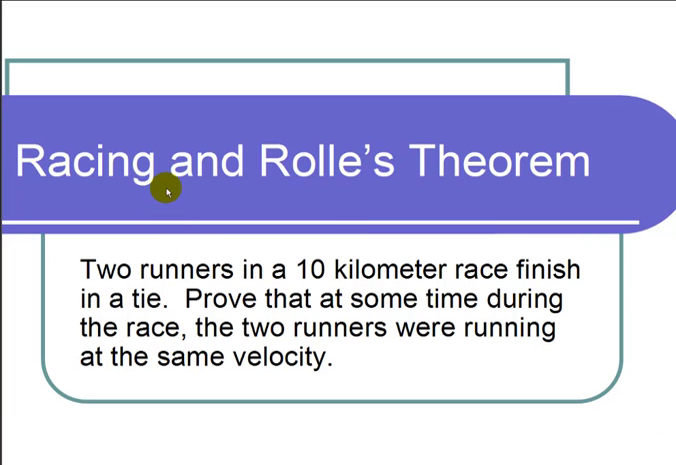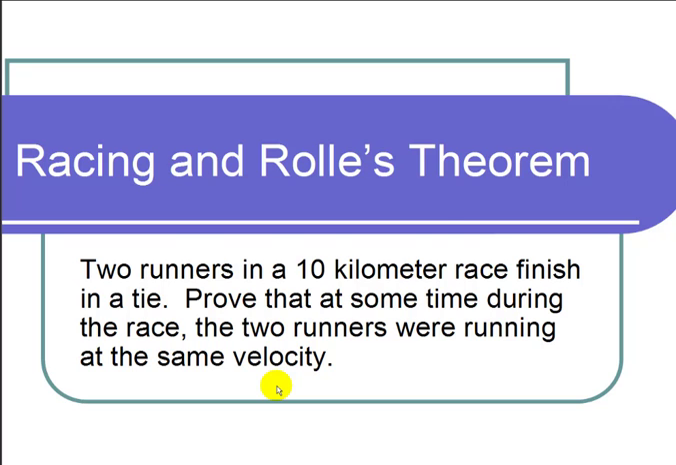This is a video on using Rolle's theorem. The question states, two runners in a 10-kilometer race finish in a tie. Prove that at some time during that race, the two runners were running at the same velocity. So we need to apply Rolle's theorem, which means we need a function.